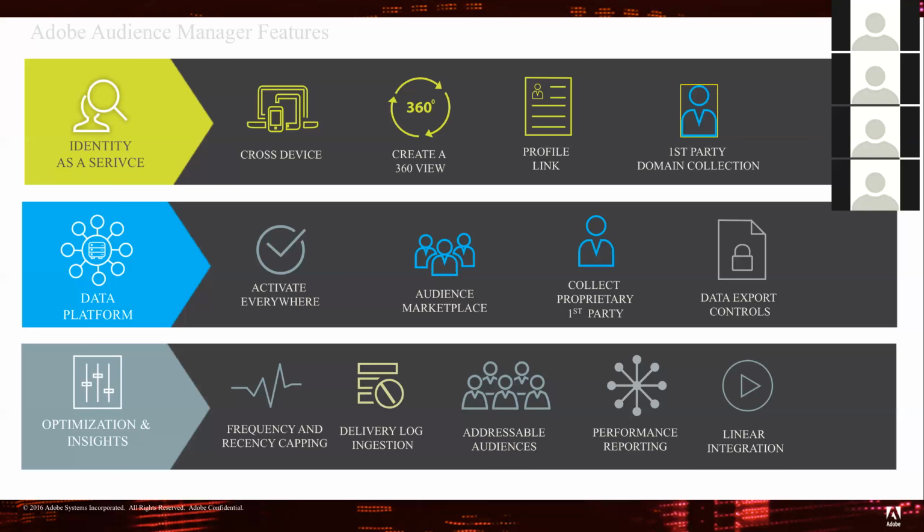When we move into the data platform aspect, creating that 360-degree view with profile link and our first-party data allows us to address our next biggest concern: we have to activate this data. We want to be able to activate the data everywhere, and that could mean on a third-party exchange, first-party, or a specific partner. That's all available with our data export controls. And then the coolest feature, I think, is the Audience Marketplace.